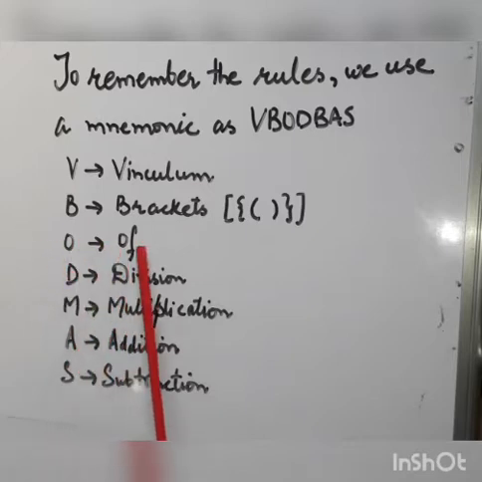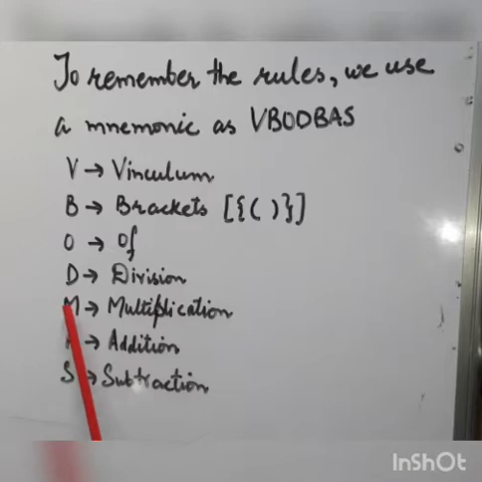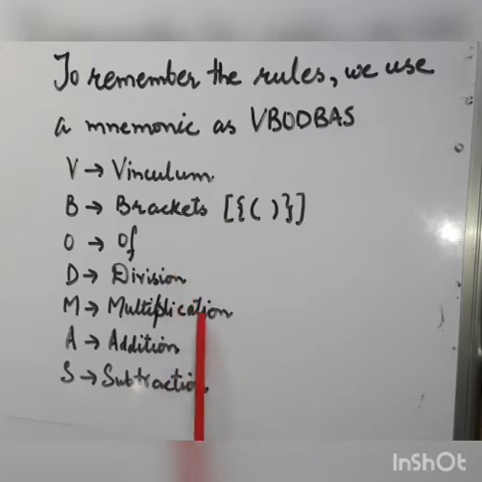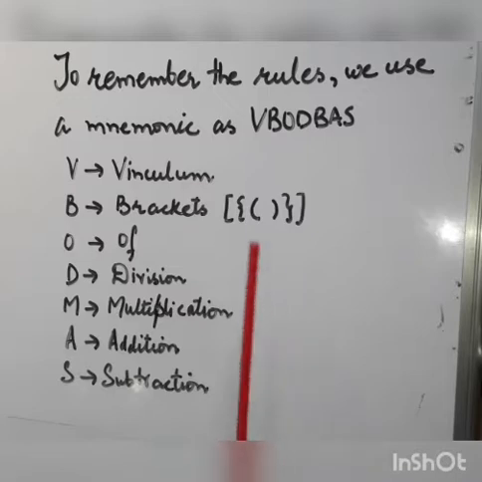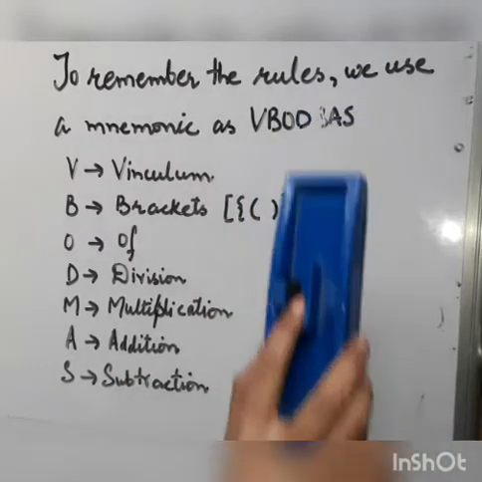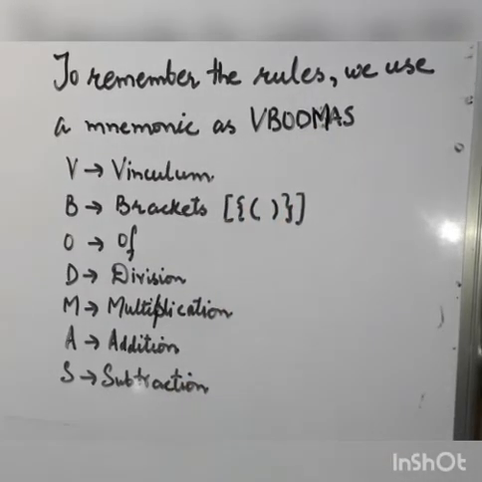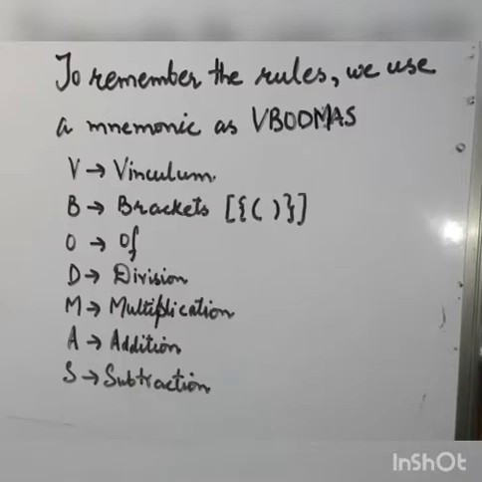Then O means of, which is similar to multiplication. Then D means division. Then M means multiplication. A means addition, and S means subtraction. So this is the order which we have to follow. First we have to solve vinculum, then brackets, then of, then division, then multiplication, then addition, and then subtraction. So students, you will remember this mnemonic V BODMAS. Now let's learn through examples.